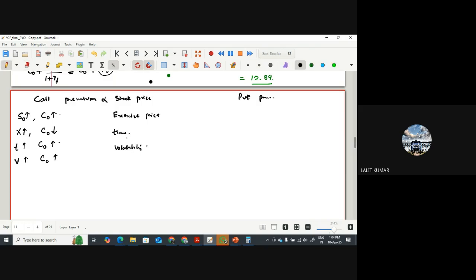In the put, these are opposite. So when stock price increases, your put price decreases. When exercise rate increases, your put price increases. When volatility increases, put price increases. And with time, there is no relation.